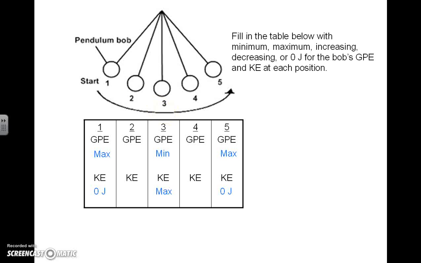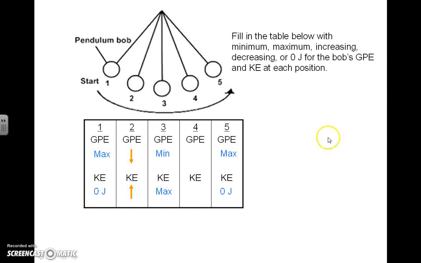Now the other two positions, 2 and 4, we can make notes on that as increasing or decreasing for both gravitational potential and kinetic. So if you think about it, we're looking at this swing from left to right just for this diagram, because that's important for these two columns, because these could be reversed if the arrow was going the other way. So when the object moves from position 1 to 2, the gravitational potential is decreasing because height is decreasing, and then the kinetic energy is increasing because velocity is increasing.